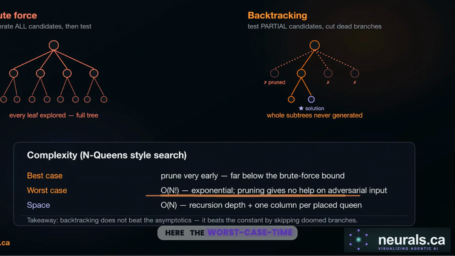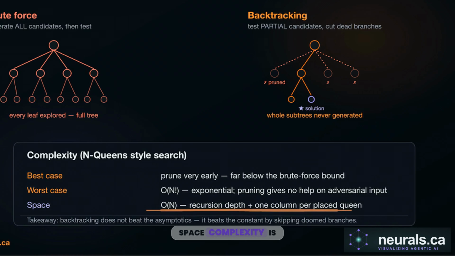The worst-case time complexity remains O of n factorial. Pruning offers 0 protection against adversarial inputs. However, space complexity is highly efficient, simply O of n. It only remembers the current recursion depth, not discarded boards.